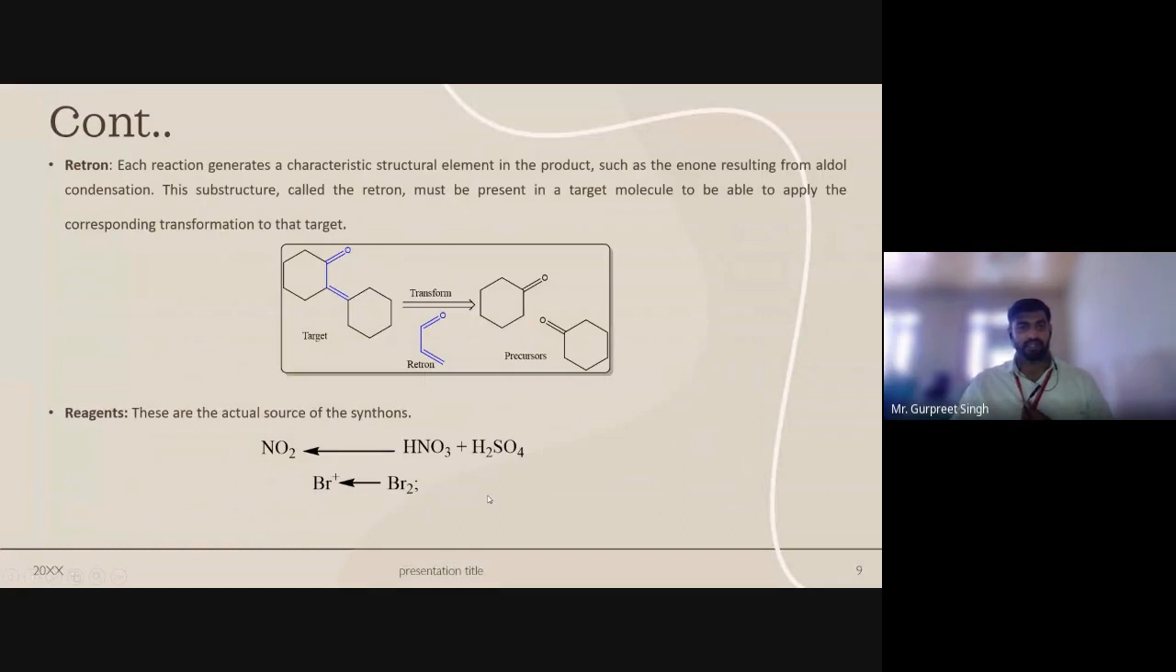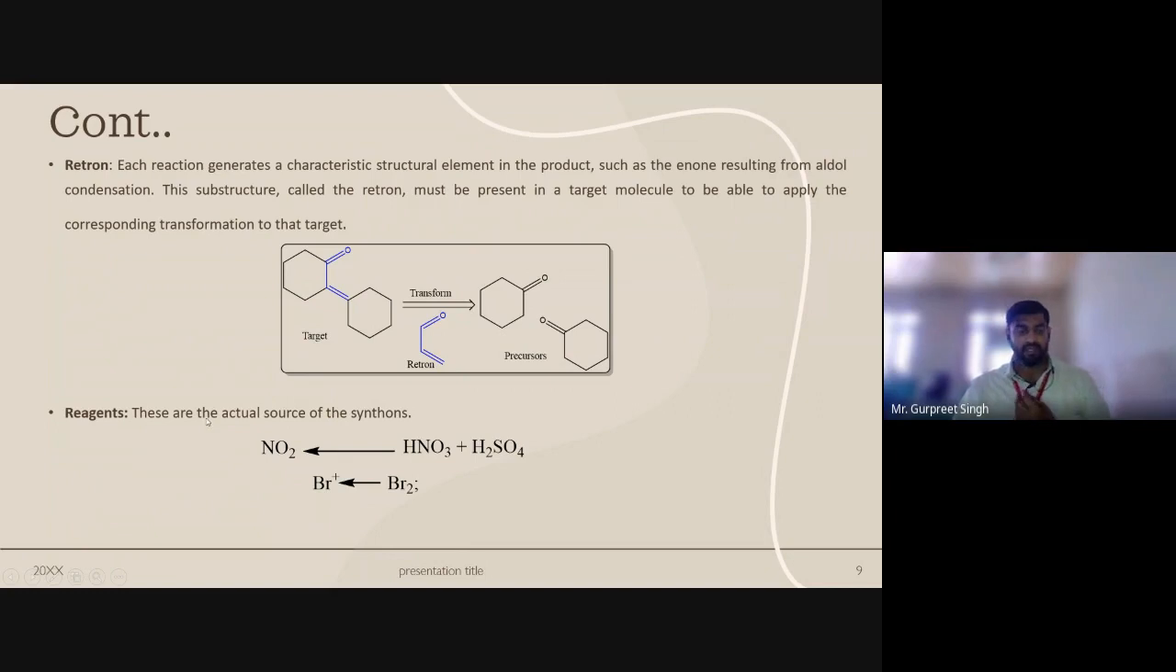Then next are the retrons. Each reaction generates characteristic structural elements, the substructures, which are called retrons, and they must be present within the target molecule for the corresponding transformation to be applied. So we have this target molecule, and these are the basic precursors, and this is its synthon or retron part, which must be present in our molecule. When you join these two with the loss of water, it will form this molecule.